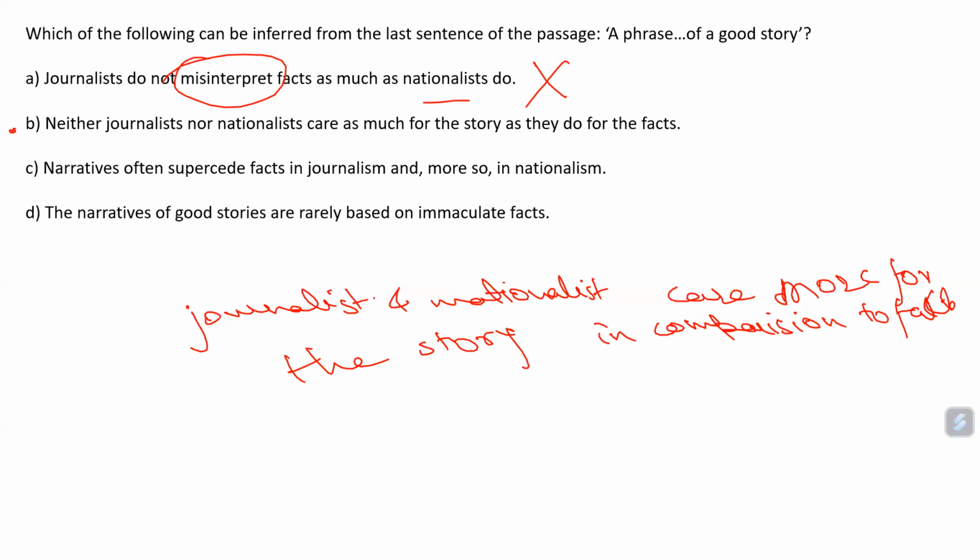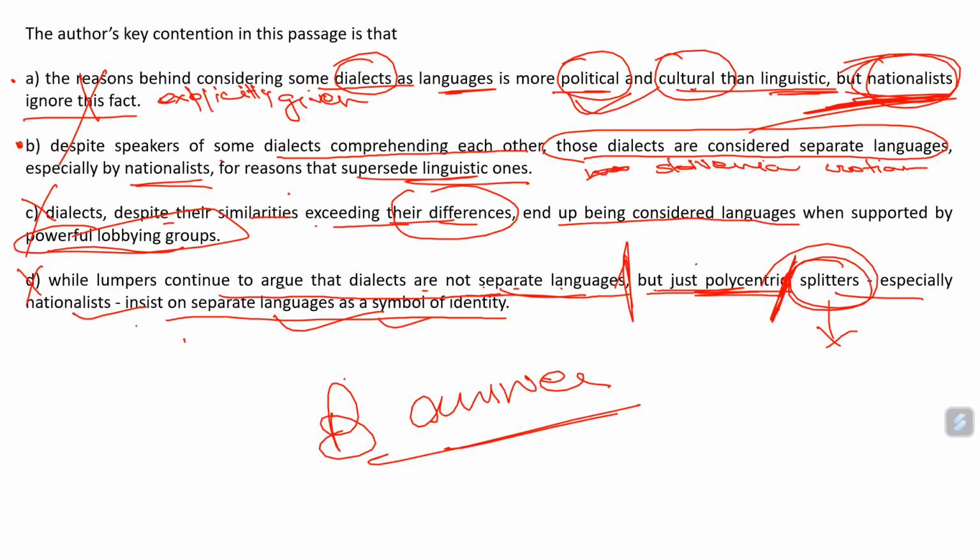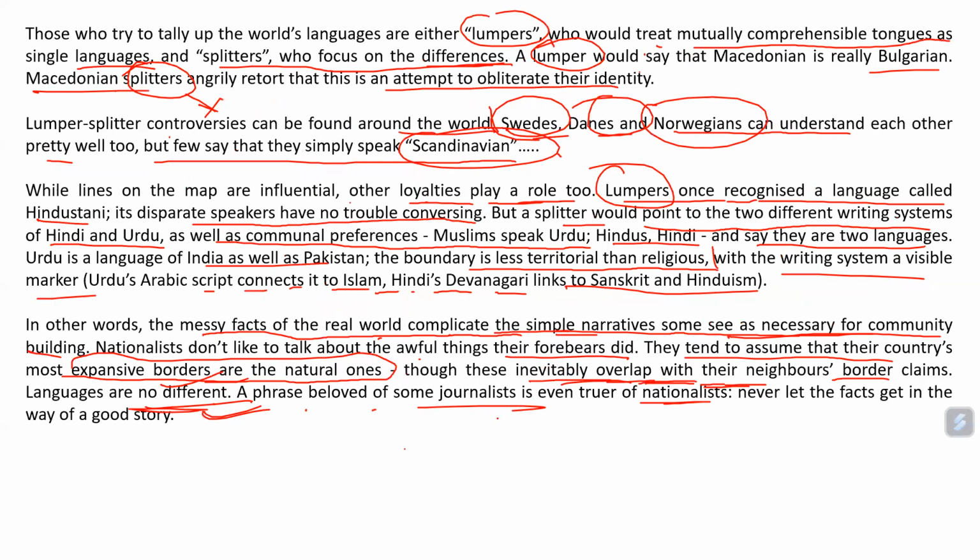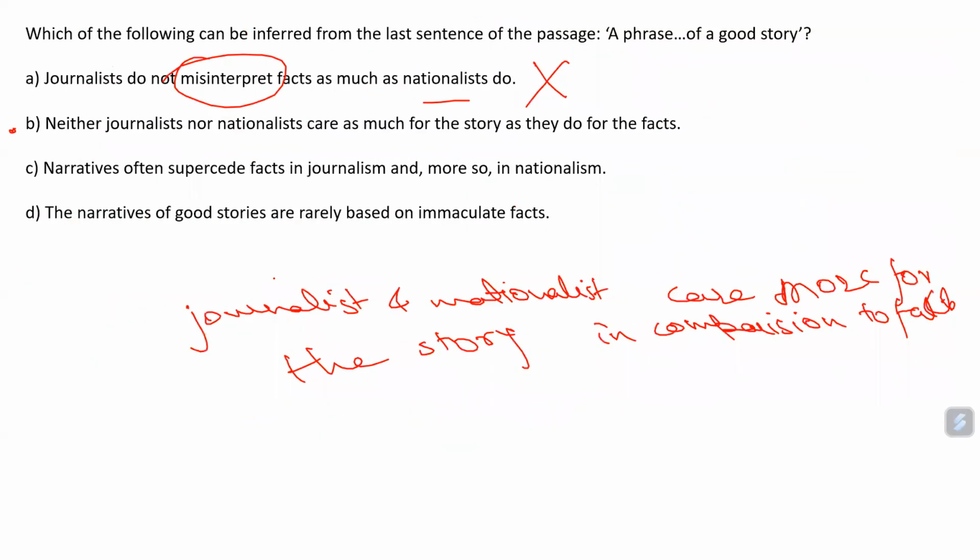C says narratives often supersede facts in journalism and more so in information, right? So see in the last paragraph what is said, these are the things that we have spoken. So from this we can narrate that it is more important than facts, right? Because we know that facts shouldn't get in the way of a good story. And the same thing is true for nationalists too, right? So that's why this might be the answer.